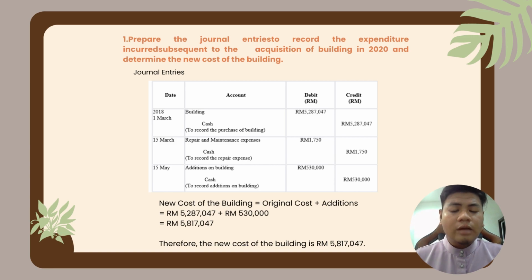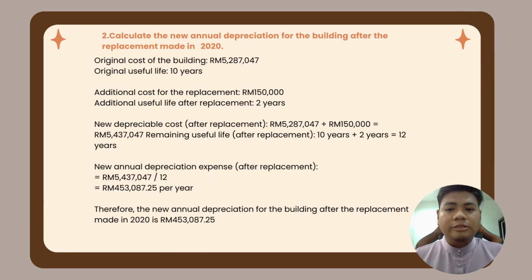So basically, the total amount of expenditure for the building's new cost is 5,287,047 ringgit plus 530,000. So basically, the total amount is 5,817,047 ringgit. Alright, next question.